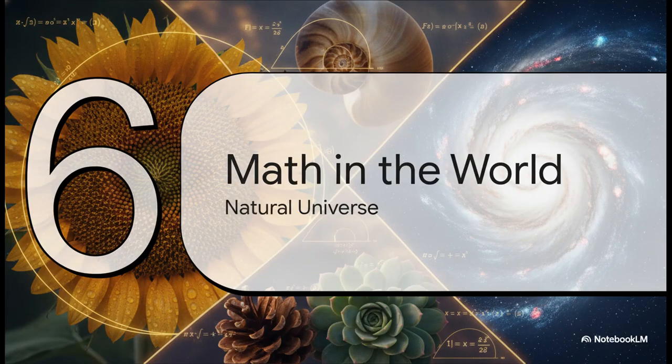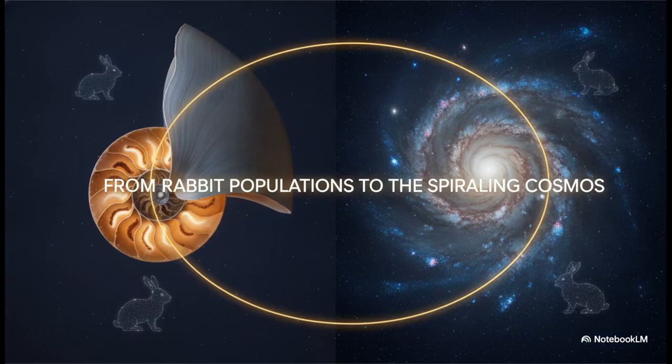Section 6. Math in the Natural World. As we bridge this incredible gap between left-brain mathematical logic and right-brain artistic expression, we inevitably return to the grandest canvas of them all, the natural universe around us. What started as a 12th century thought experiment about the breeding calculations of a hypothetical rabbit population, well, it scales all the way up and all the way down.